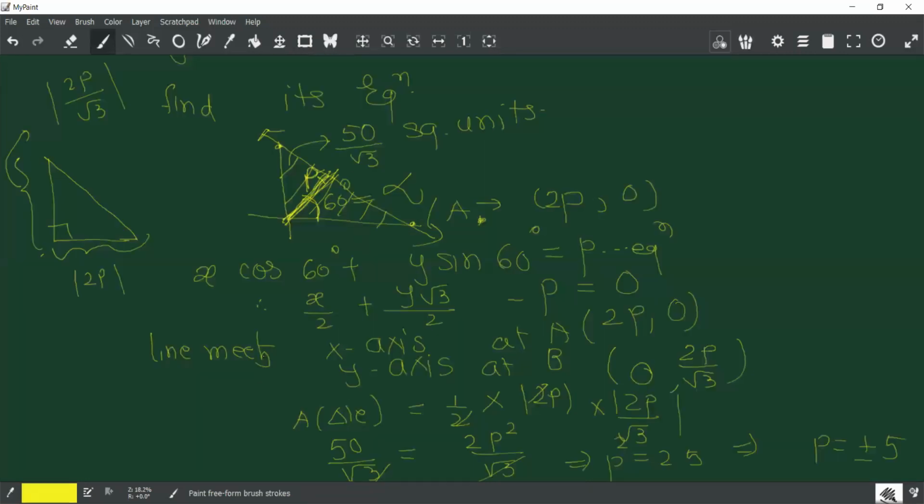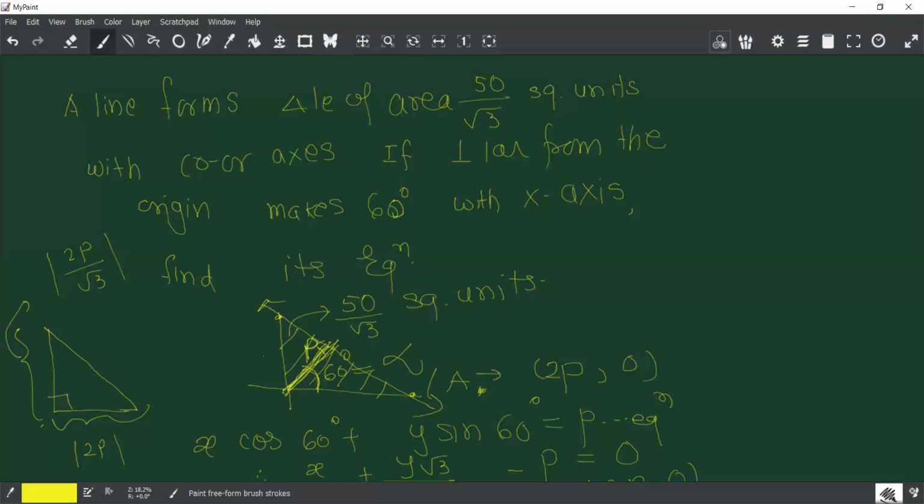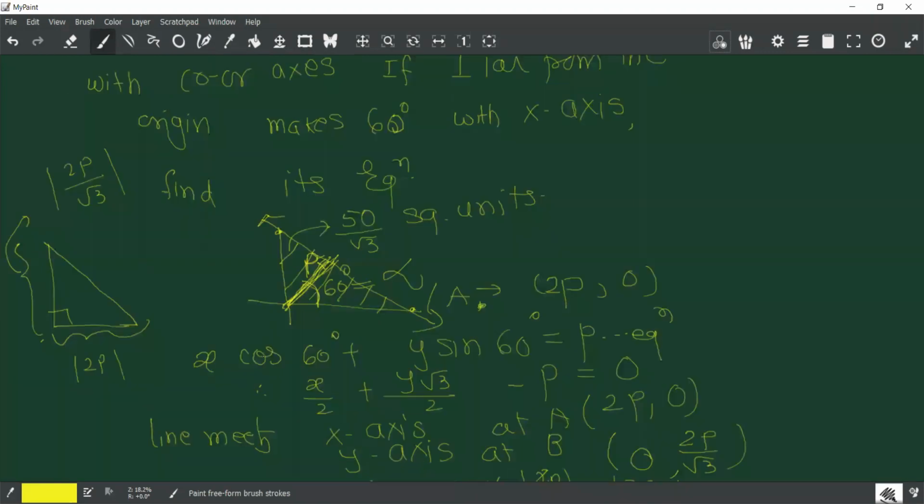I'll repeat this. A line forms a triangle of area 50 by root 3 square units with the coordinate axes. If the length of the perpendicular makes 60 degrees with the x-axis, find its equation. Okay? Rutuja, do you get that? Okay, good.